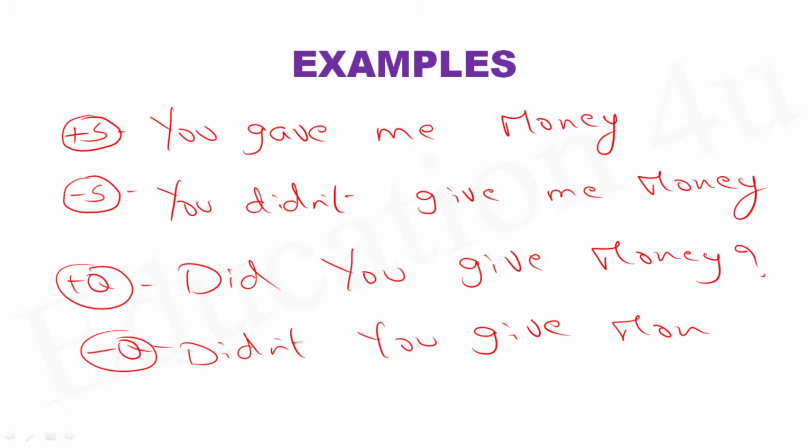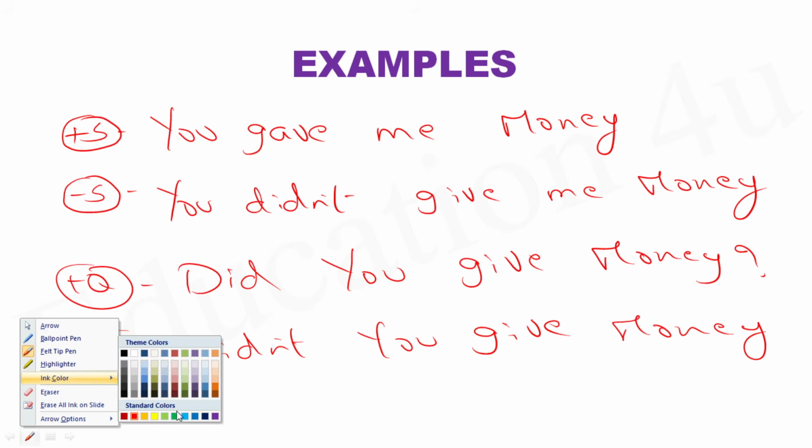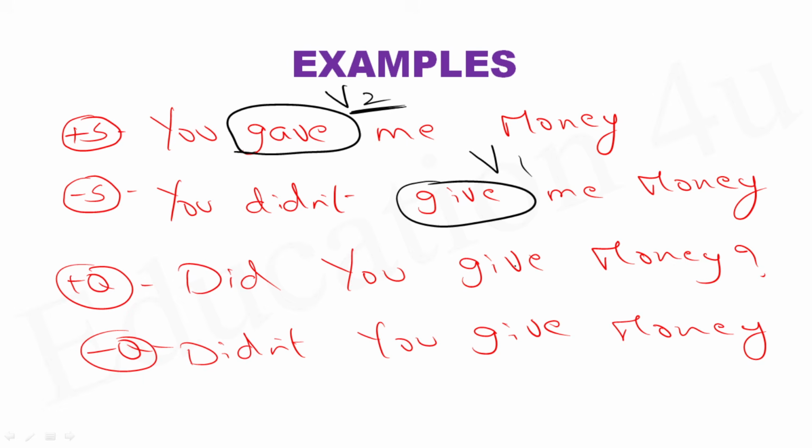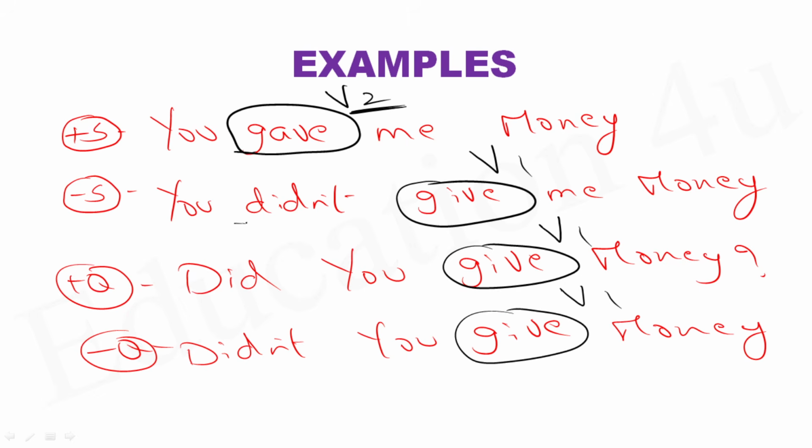So like this, if you notice again and again, I am saying this because it's very important and it's worth repeating. Here also, if you notice something very interesting, only in the first form, that is the positive statement, I have used the verb in the second form. In the others, the verb is in the first form, because here, did is present.